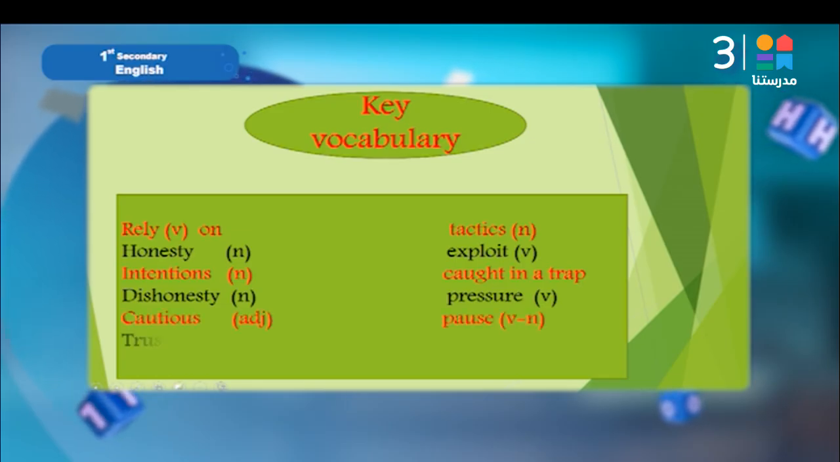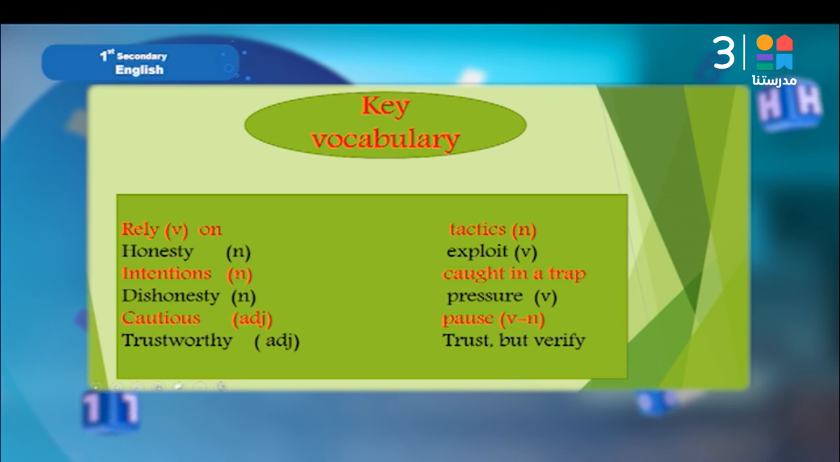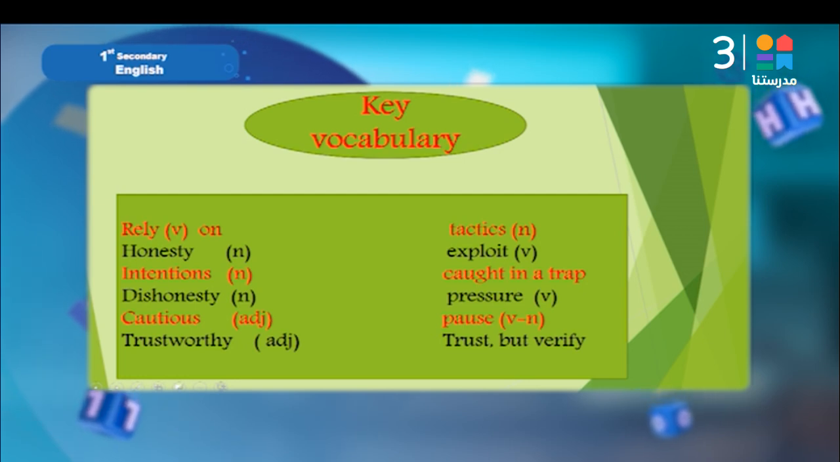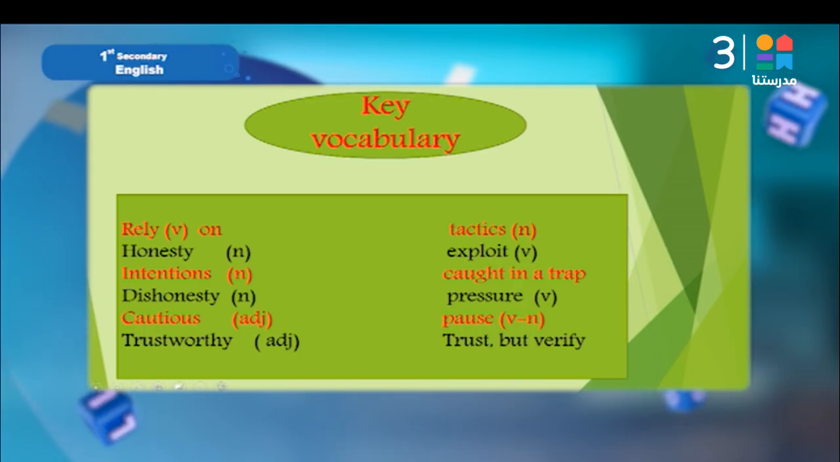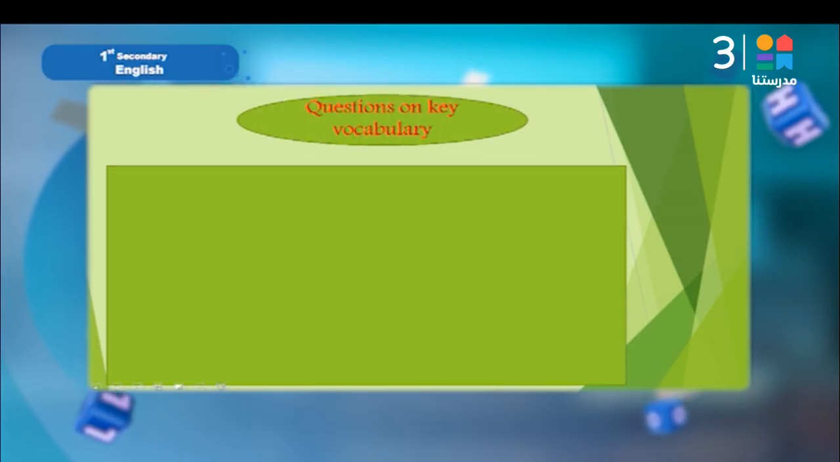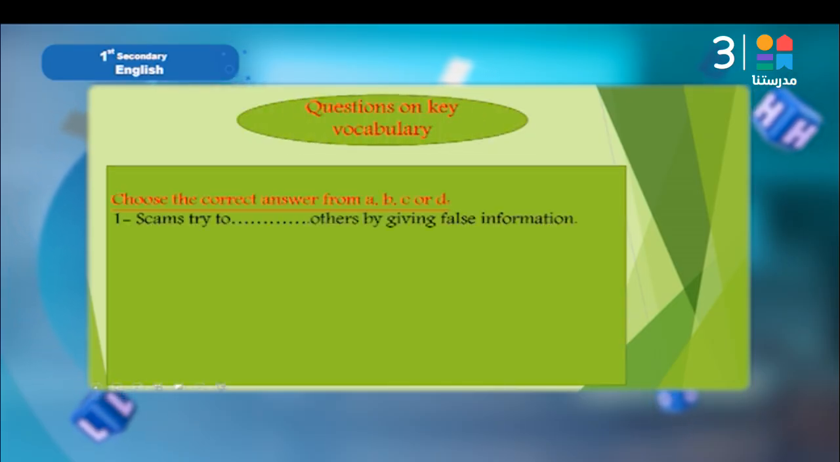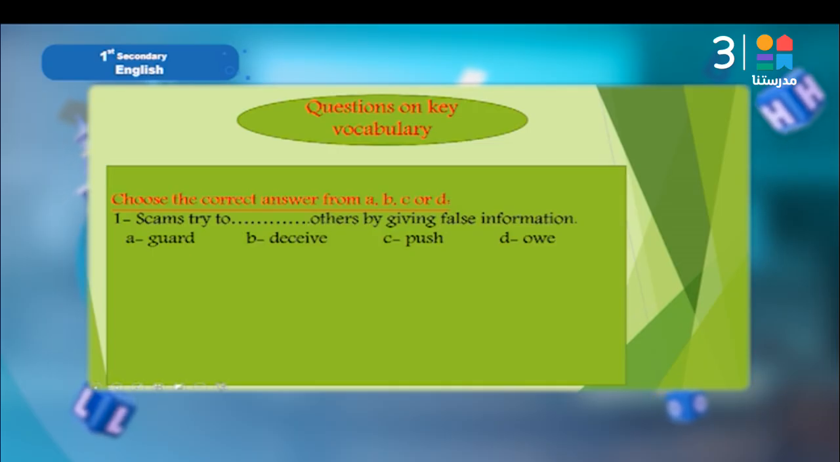Okay, rely on honesty, intentions, dishonesty, cautious, trustworthy, tactics, exploit, caught in a trap, pressure, pose, trust but verify. Okay, let's take some questions on these key vocabulary just for a fast wrap-up. Number 1, scams try to. Scams, do you remember scams? Yes, miss, we remember it.